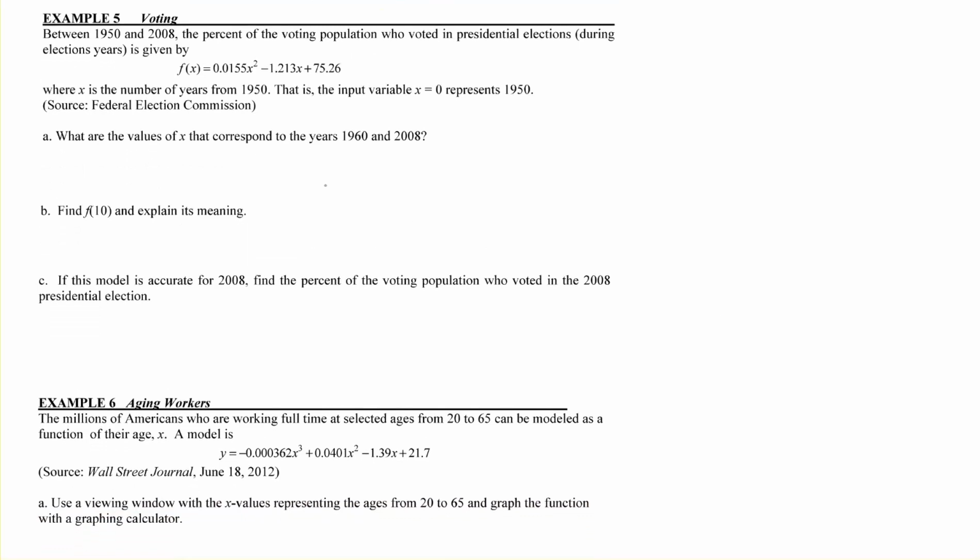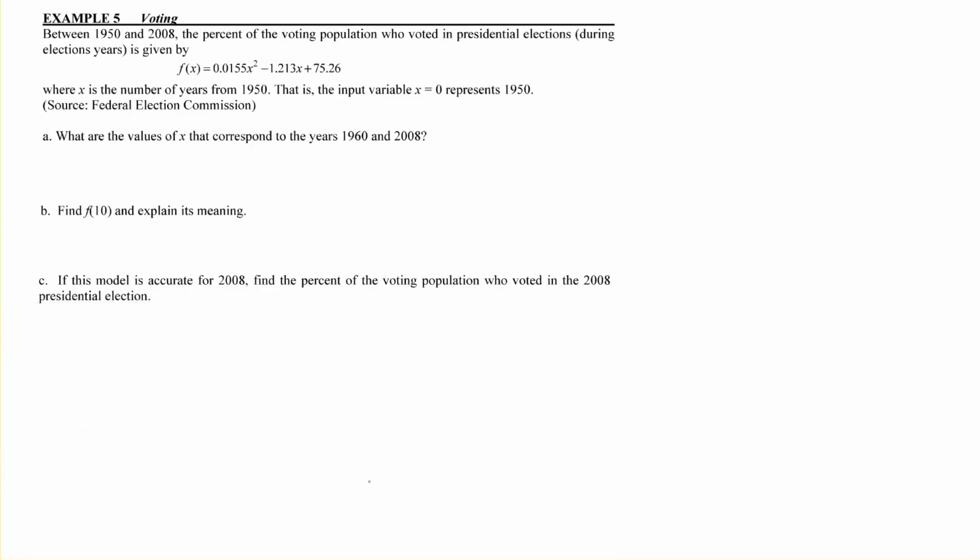Okay, example 5 is about voting. Between 1950 and 2008, the percent of the voting population who voted in presidential elections during election years is given by f of x equals 0.0155x squared minus 1.213x plus 75.26, where x is the number of years from 1950. They have aligned the inputs to the year 1950.